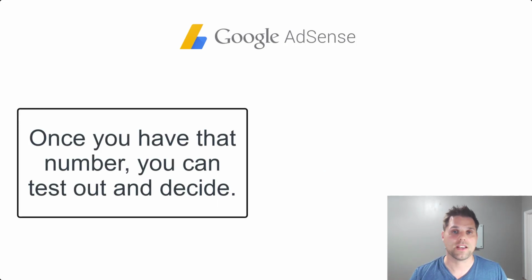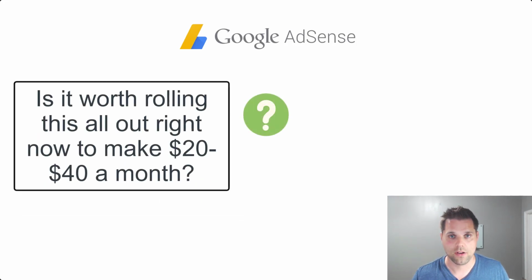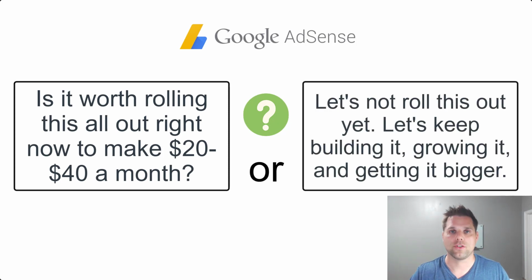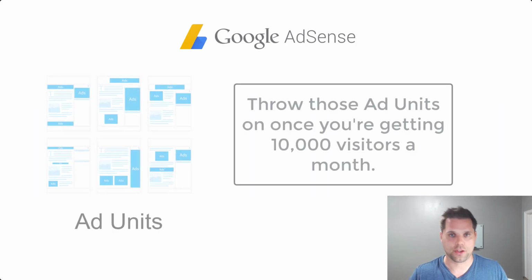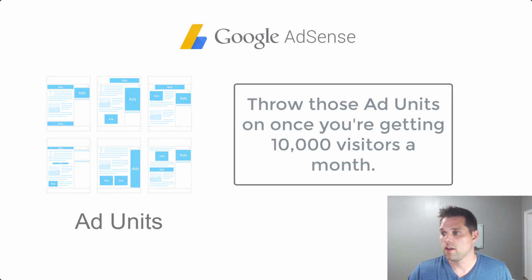So once you know that number, you can say, okay, I can test out my main pages, my top 3 to 5 pages, which usually have about 80% of your traffic, find out that number, and then decide: is it worth rolling this all out right now to make $20, $30, $40 a month, or let's not roll this out yet, let's keep building it, growing it, getting it bigger, and then I'll throw those ad units on once I'm getting 10,000 visitors a month. And then you could be talking about $100, $200, maybe $300 a month, which is much more significant.